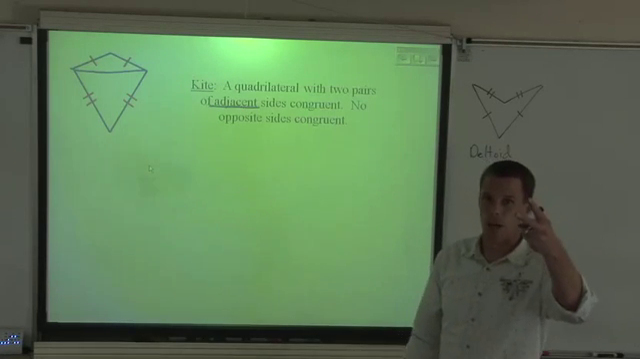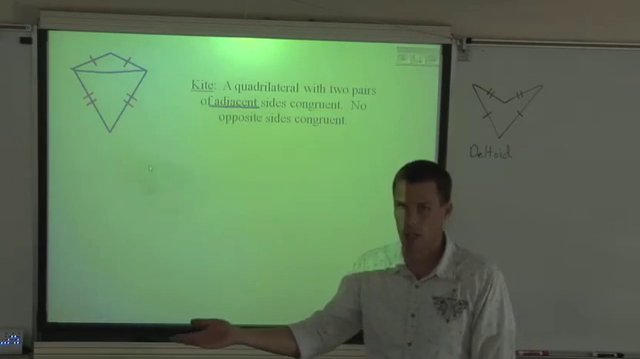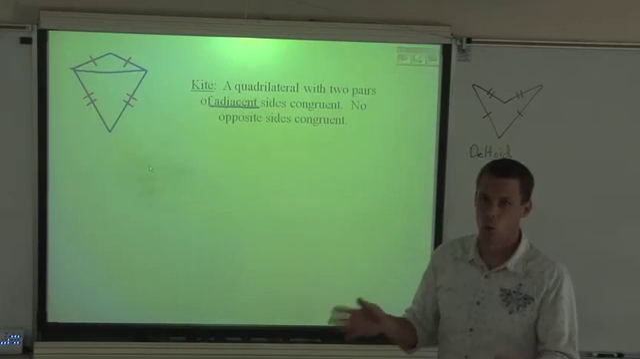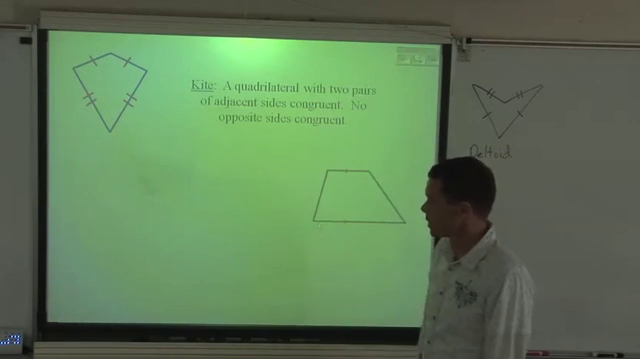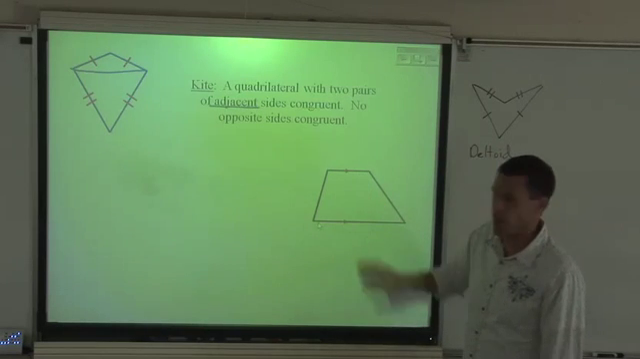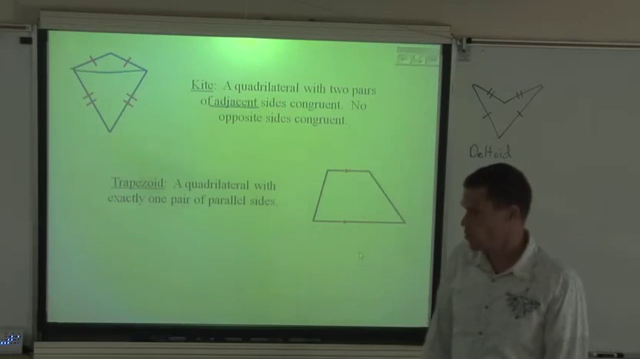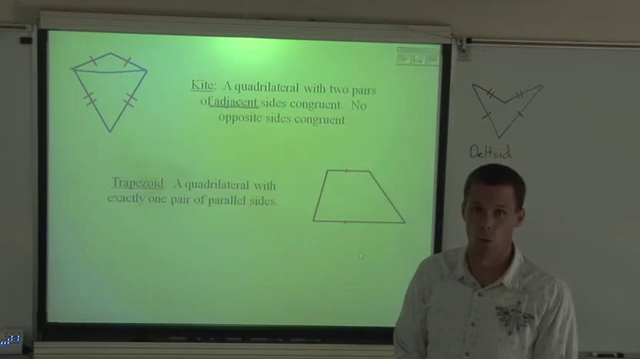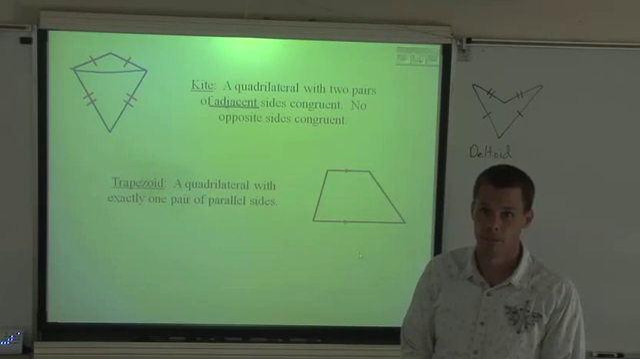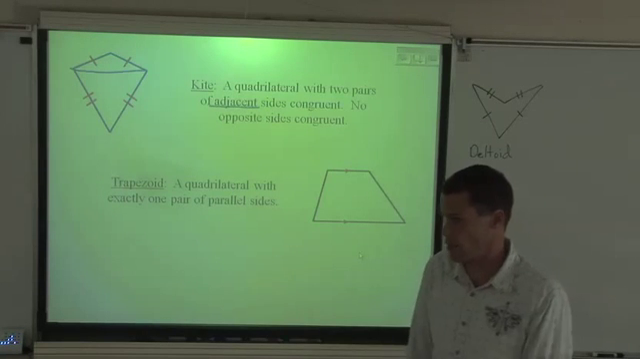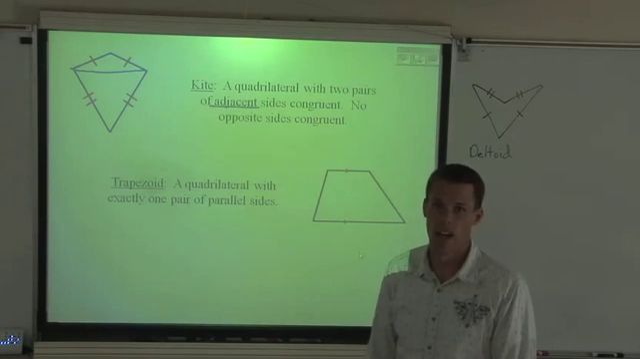So we've looked at two pairs of parallel sides, we've looked at no parallel sides. The last family is one pair of parallel sides. And that one pair of parallel sides is the trapezoid family. Simply defined as a quadrilateral with one pair of parallel sides. The other pair of sides is whatever we want.